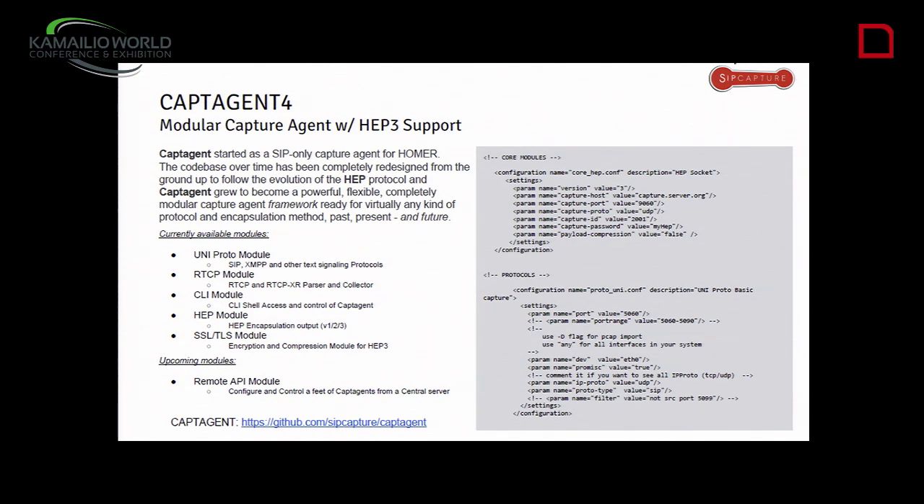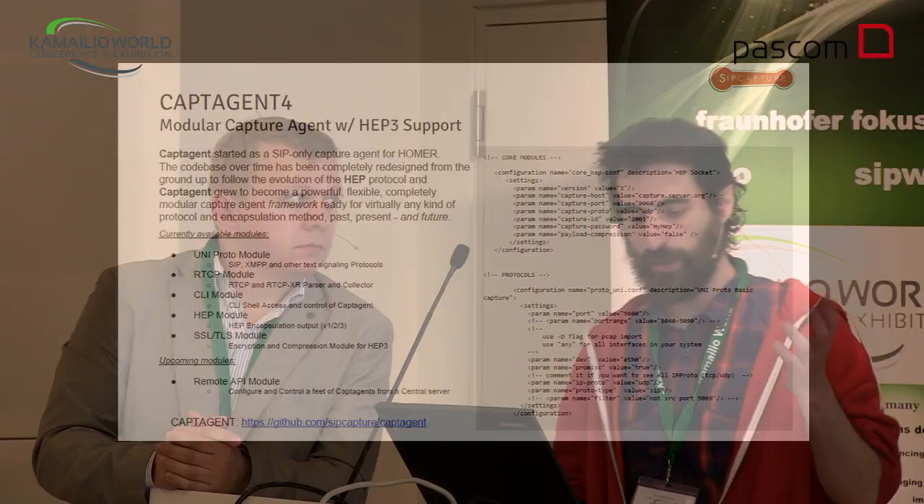So for transport, let's say you're shipping from a customer to your centralized system over the public internet, you can use SSL and compression. This saves you up to around 30% bandwidth and encrypts everything. We also have a remote API module which allows you to configure it.